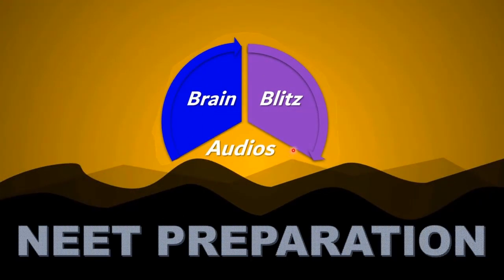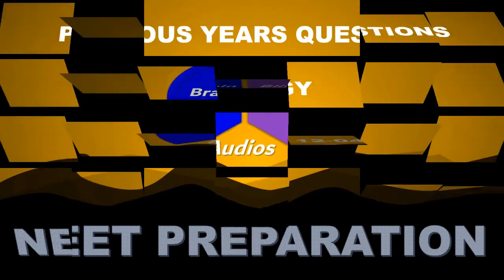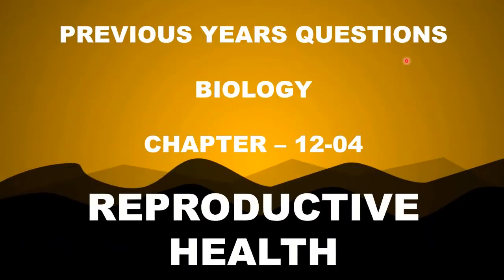Today in this episode of NEET Preparation, we're going to be looking at previous year questions of biology and medical entrance examinations in India. Today we're dealing with the fourth chapter in the grade 12 syllabus for biology in CBSE, and the name of this chapter is Reproductive Health. This is a short chapter and we'll try to discuss as many questions as we can regarding this chapter.